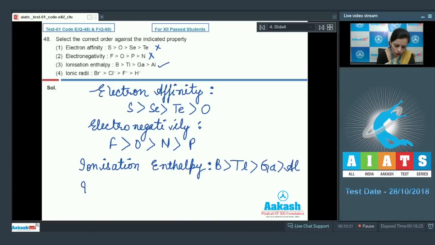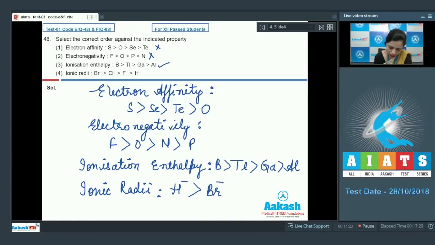After which we have the fourth one, the order of ionic radii. The correct order should be hydride ion, then bromide ion, chloride ion, and after which the fluoride ion. And this is the exceptional case where the hydride ion has the maximum ionic radius. So this is also incorrect. Which option is correct then? Option 3 is the correct option. So the answer for this particular question is option 3.